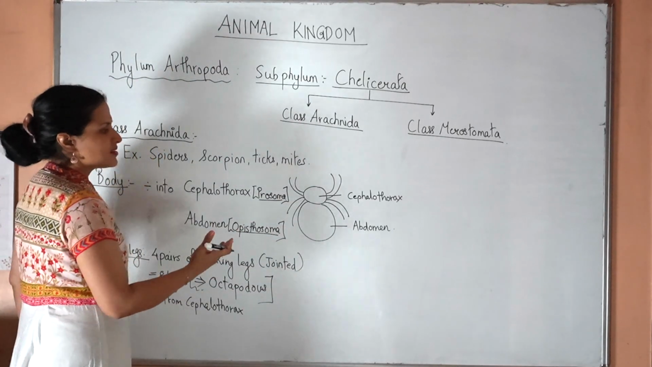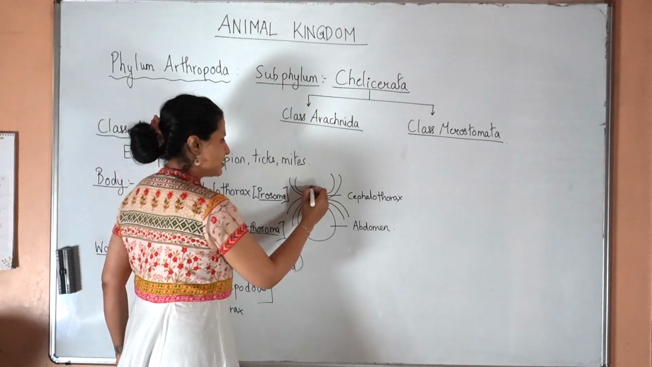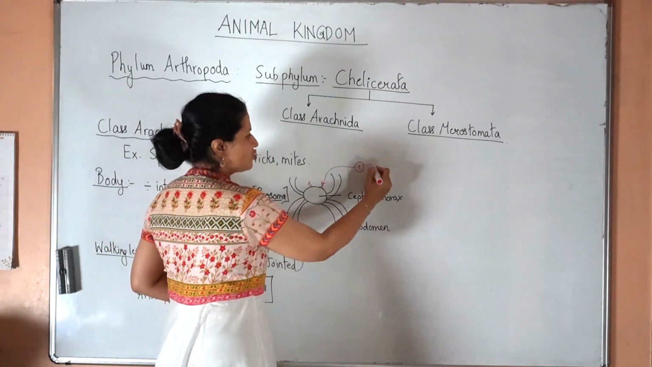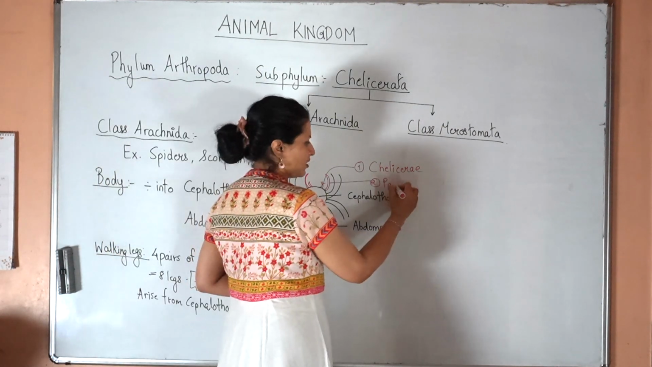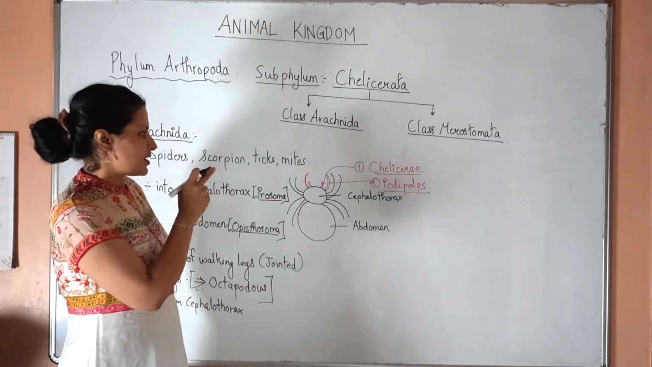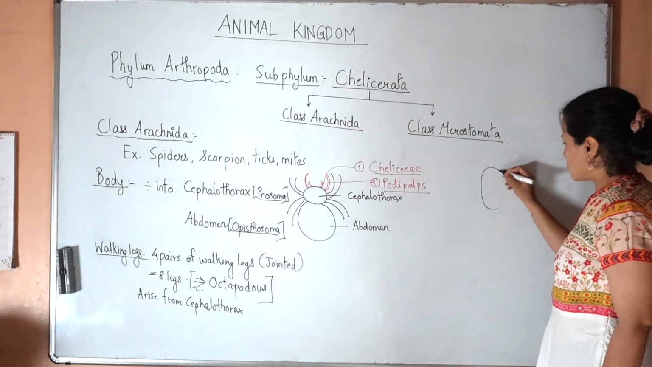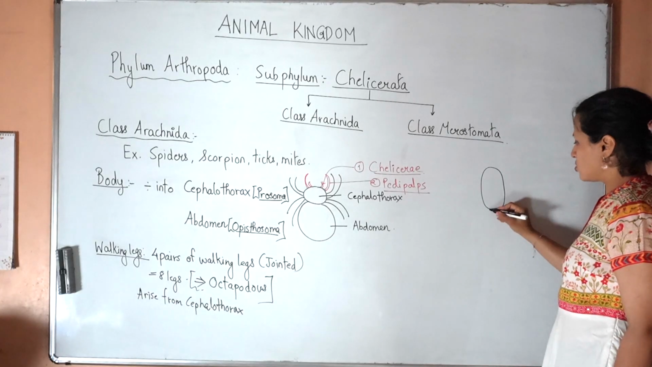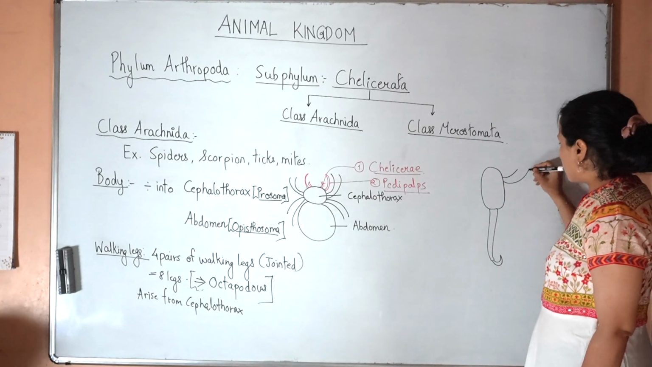Apart from walking legs, they have other appendages also present on the cephalothorax. The first one is called chelicerae, and the second appendage is called pedipalps. I would also like to show you the chelicerae and pedipalps in a scorpion. Let's draw a scorpion here. This is the cephalothorax region and this is its abdomen, which ends in a sting. There are 4 pairs of walking legs.